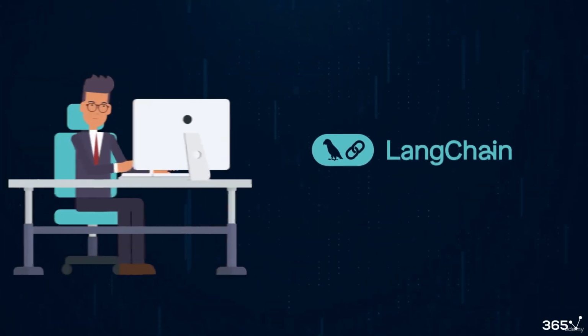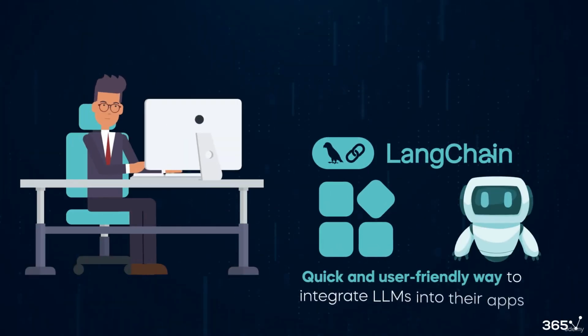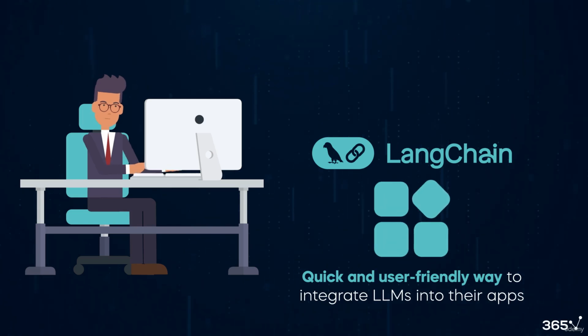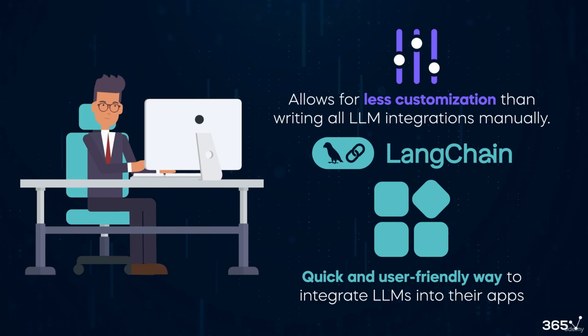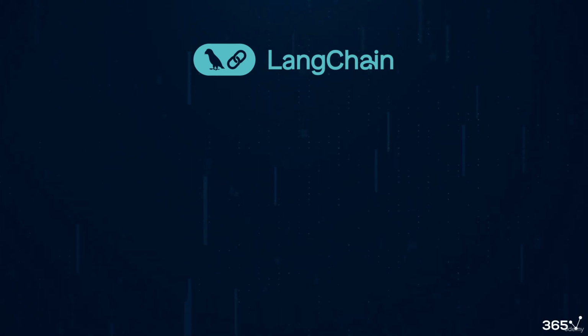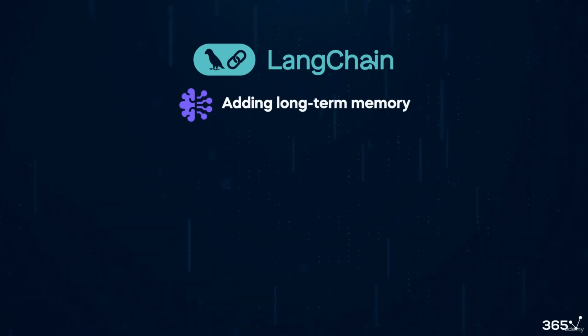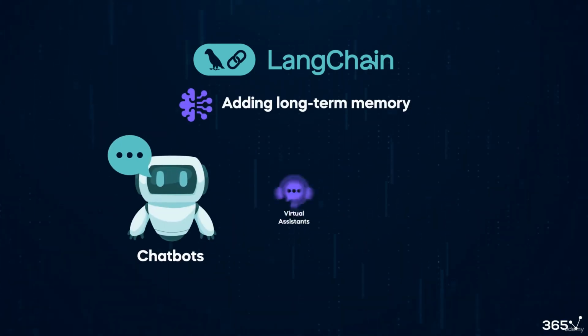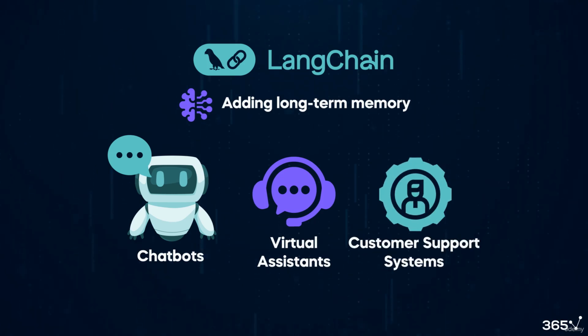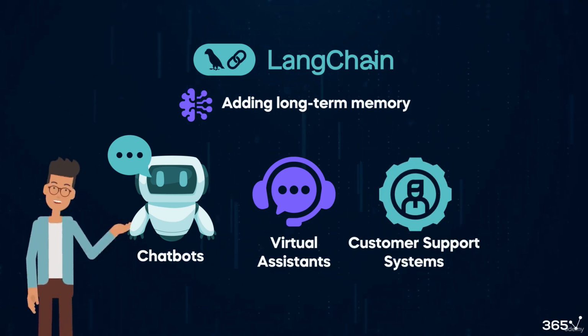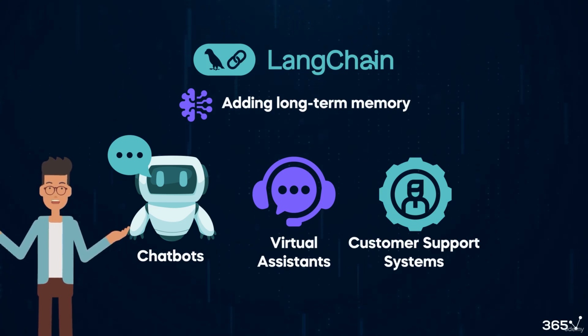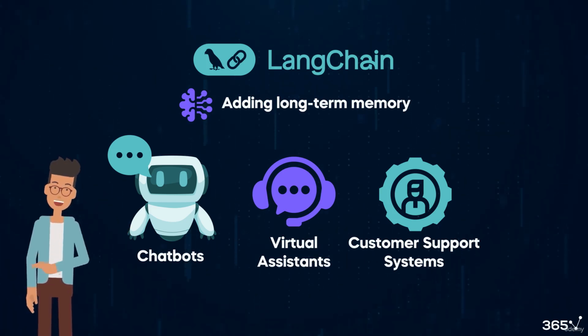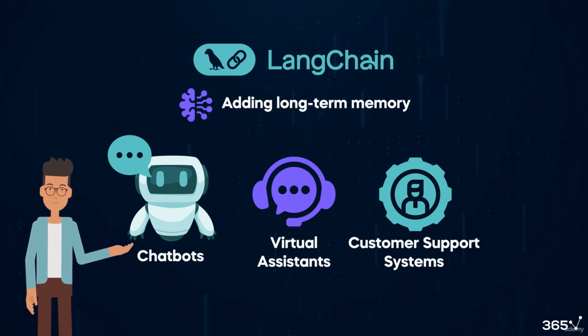This tool's advantage is that it gives developers a quick and user-friendly way to integrate LLMs into their apps. At the same time, LangChain allows for less customization than writing all LLM integrations manually. Another frequent use case of LangChain is adding long-term memory to such apps as chatbots, virtual assistants, and customer support systems. This helps AI systems improve their interactions and become more intelligent by considering the history of previous conversations.